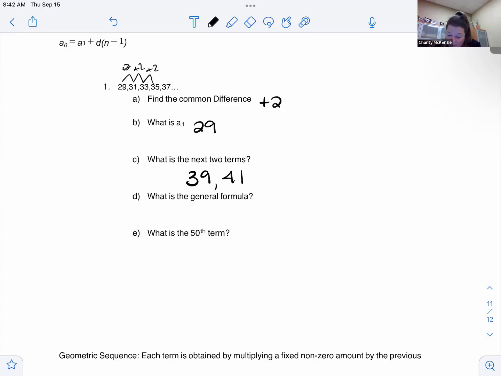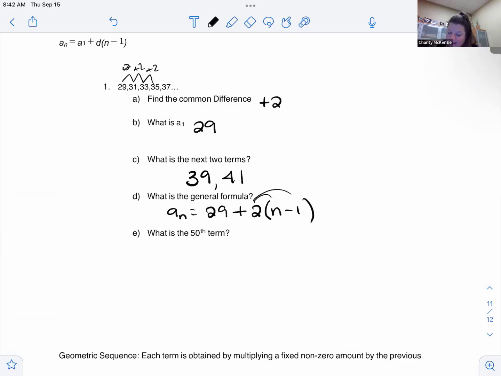Now, what would be the formula? The formula says A of n always is going to equal the first term. What was our first term? 29. And then 2 was our difference, times n minus 1. And that's it. That's your formula. You could simplify this, just in case you have to do that in your homework.